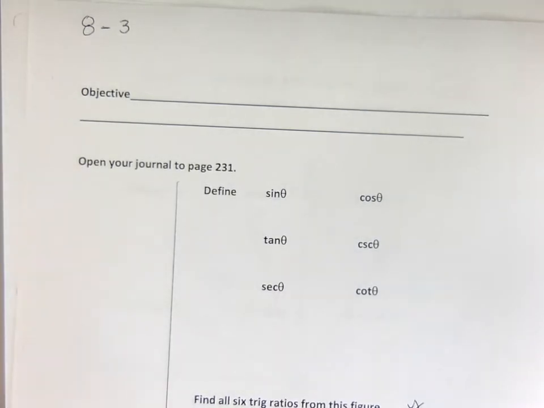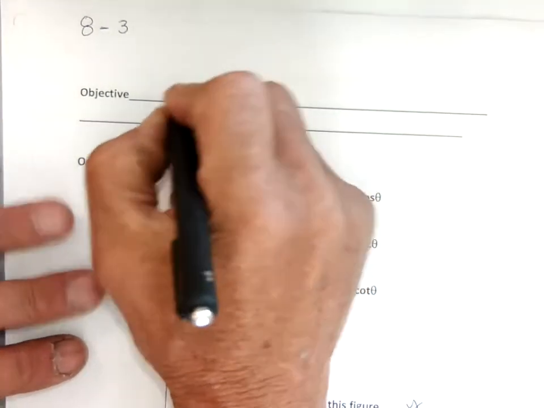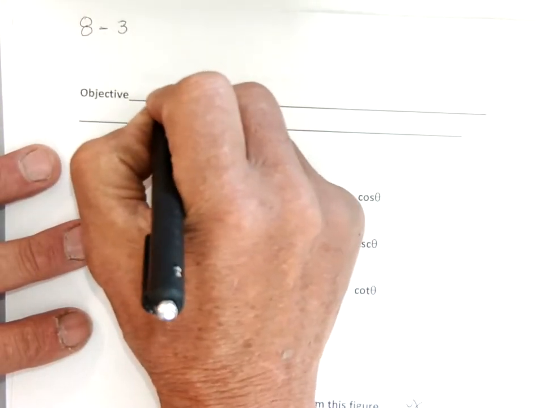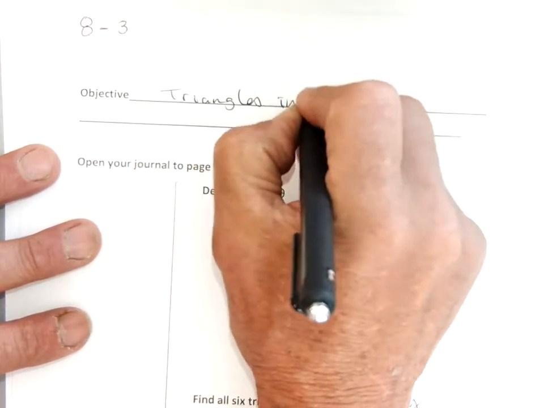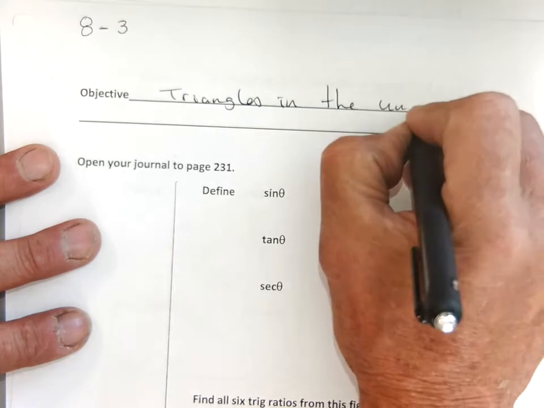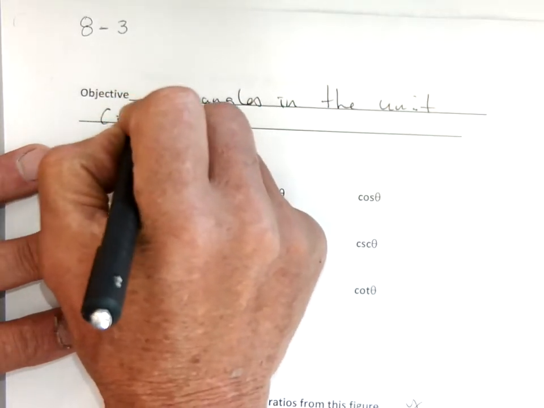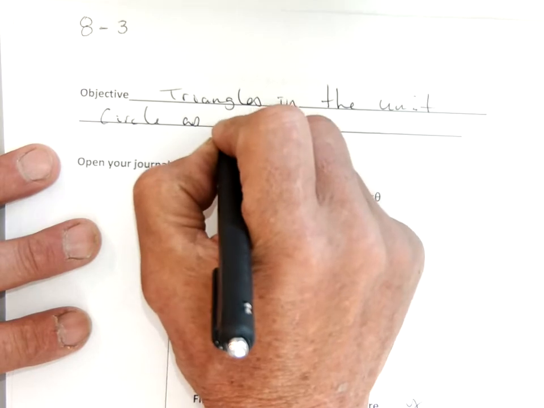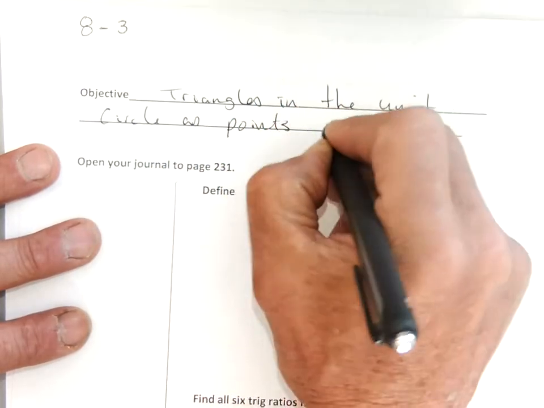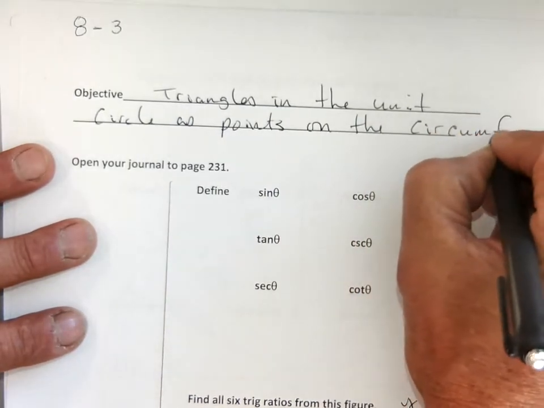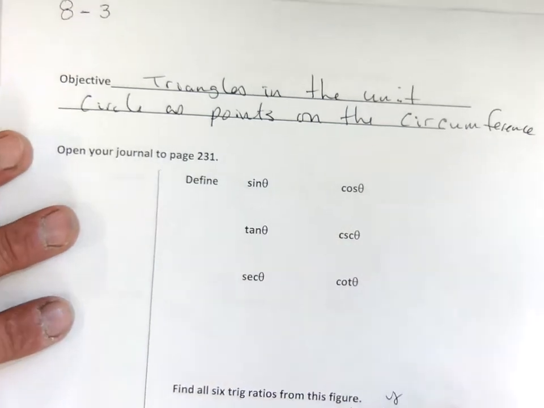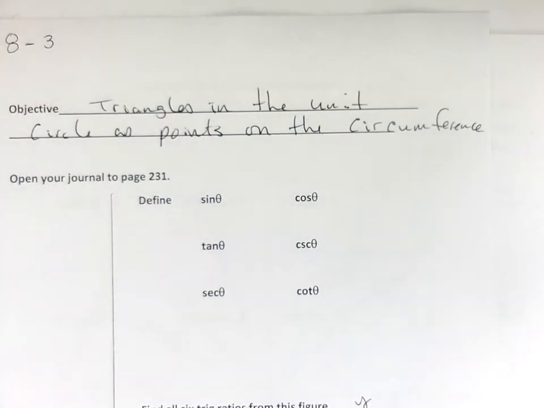Alright, so today what we're going to try and do is put triangles in the circle. We're going to use the unit circle, and more specifically we're going to put triangles in the unit circle as points on the circumference. What the heck does that mean? Well, I'm going to show you as we go on, okay?